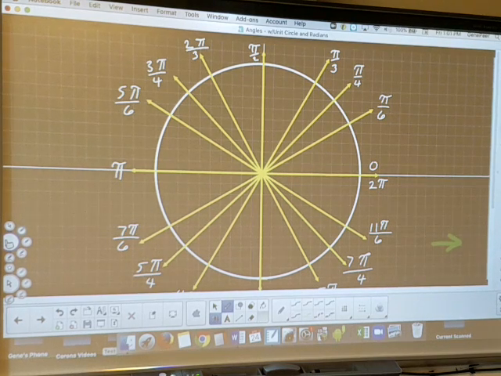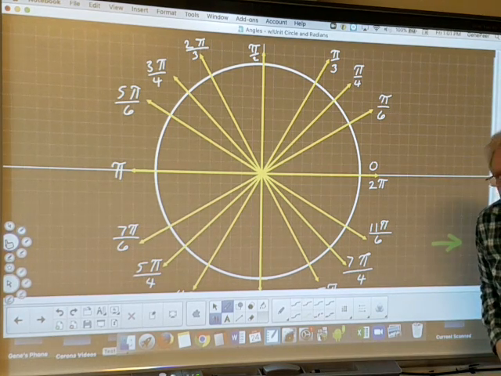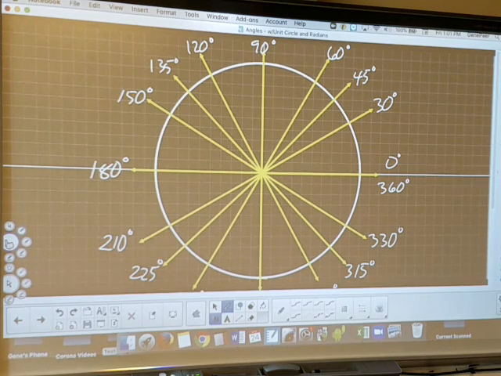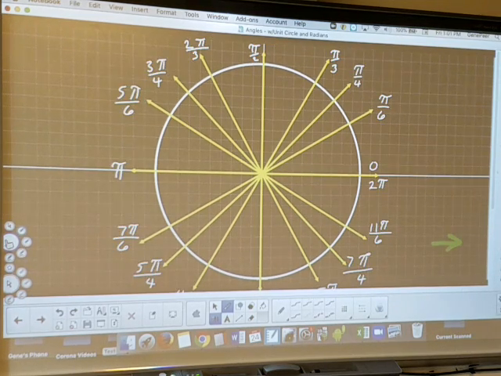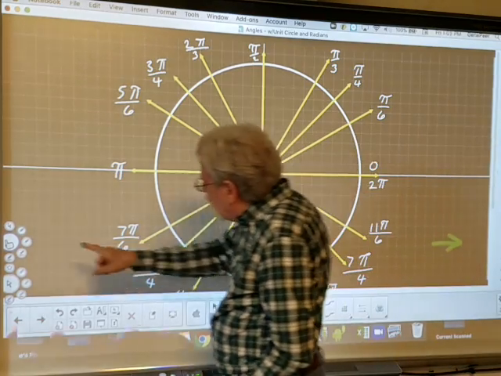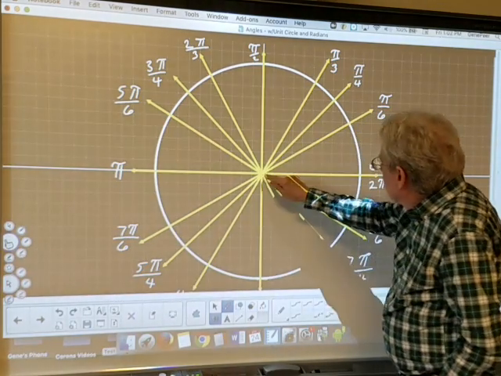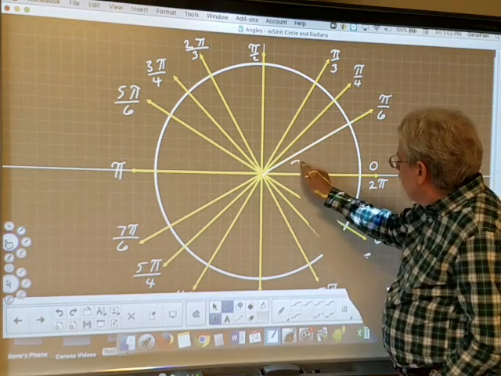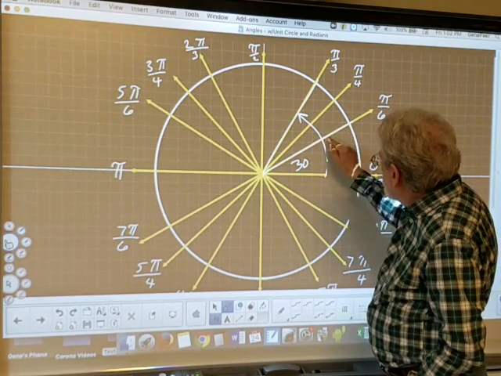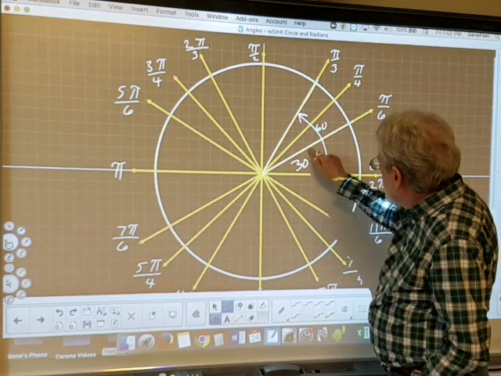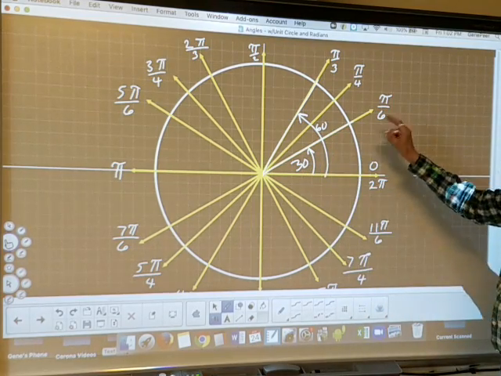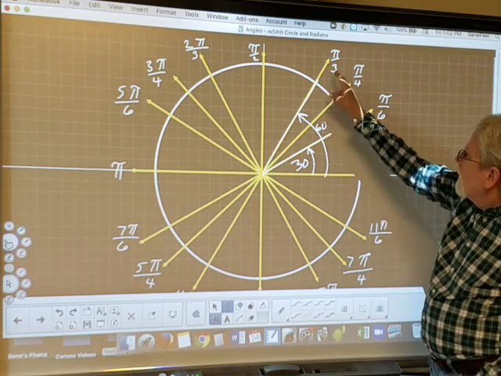Well, I've got them all marked here for you, but let's talk them through anyway. And then we'll practice on another circle that doesn't have the radians. All right? So, again, it would behoove you simply to remember that 30 degrees and 60 degrees, 30 goes with pi over 6, 60 goes with pi over 3.